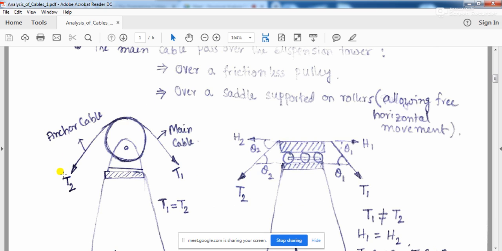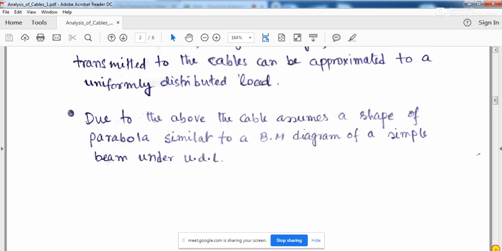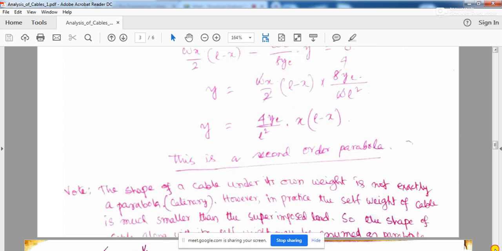Whereas in case of a saddle supported by rollers, the horizontal components of the tensile forces, that is H2 and H1, in the main cable and in the anchor cable will be equal. These points we discussed in the previous class. Now based on these, we will look at a problem today. Let's see how to analyze a cable problem. So let's see the problem.